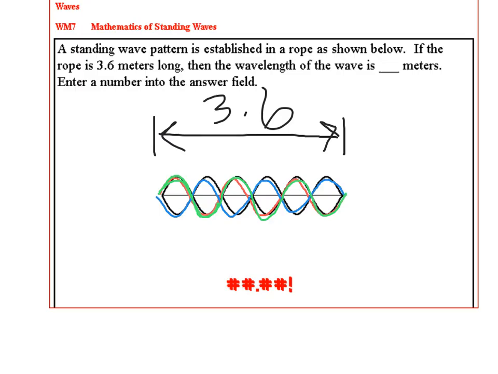One quick shortcut is to take how many of the little, I call them football-shaped patterns, or the little humps that you see, and divide it by 2, and that's how many waves you're looking at. Because remember, you're looking at a crest and a trough at the same time, hence the reason to divide by 2. So in this case we have 3 complete waves in this 3.6 meters, so it's a simple division problem to get the length of one wave.